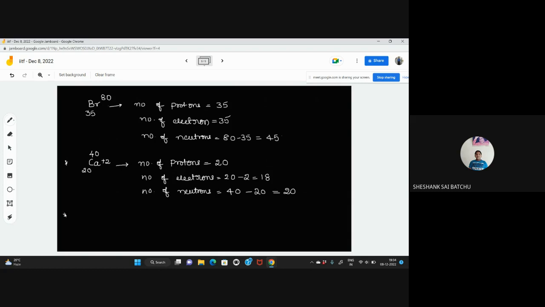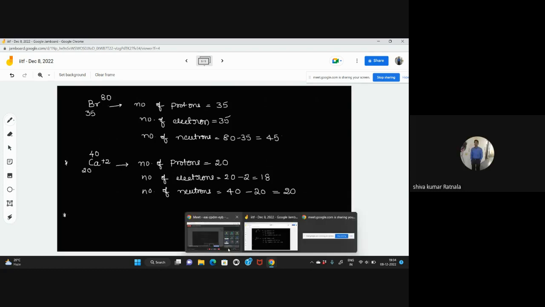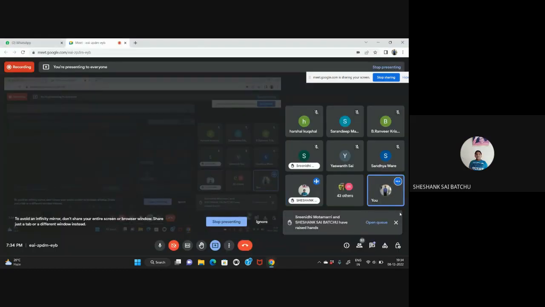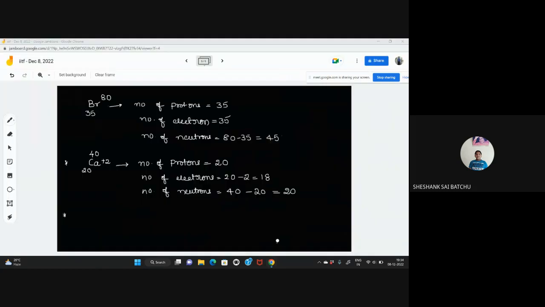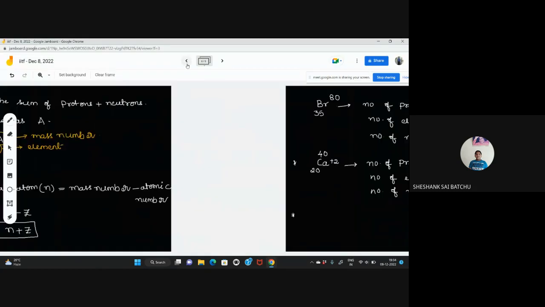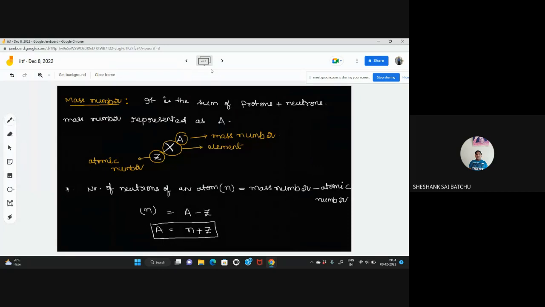Okay. Sir, excuse me, sir. Tell me. Sir, can you show the previous slide once? Sir, here the number of neutrons is n and A is the mass number, sir. Okay, sir. Thank you, sir.